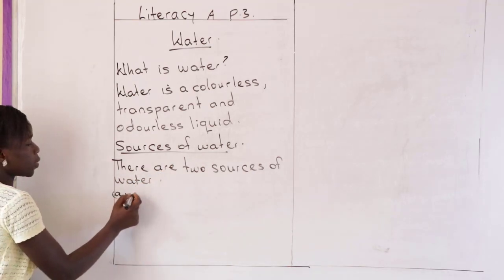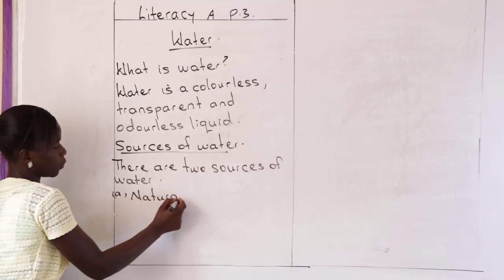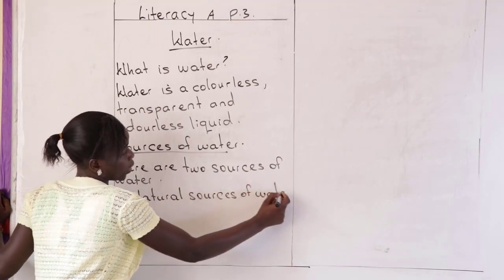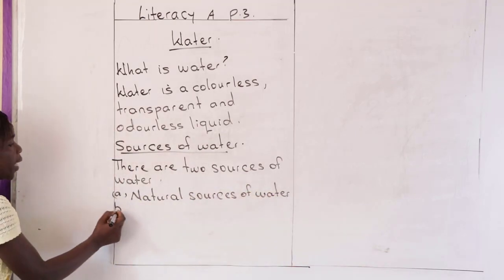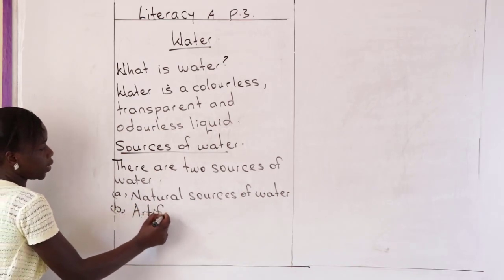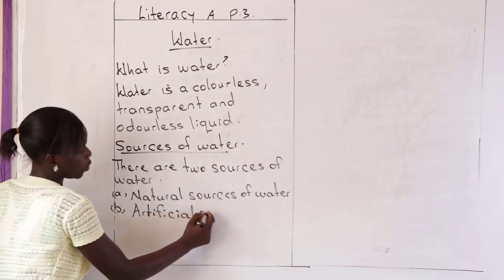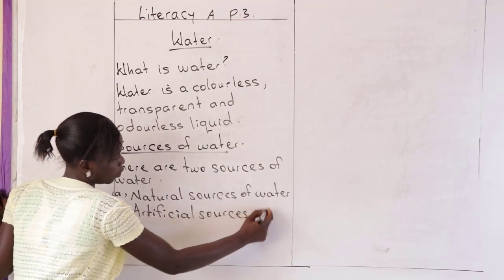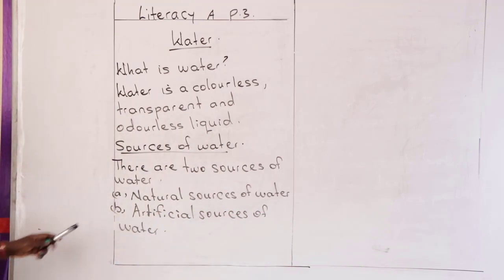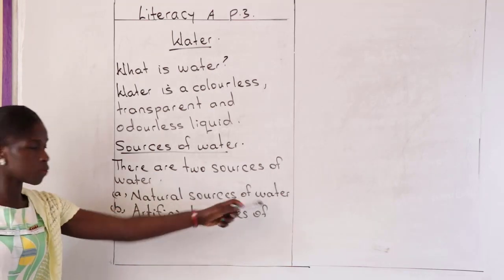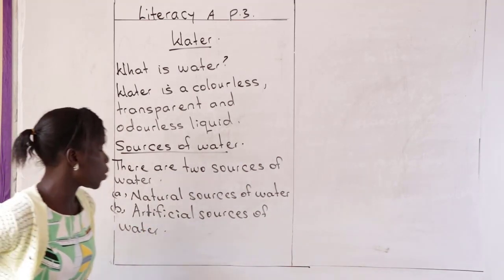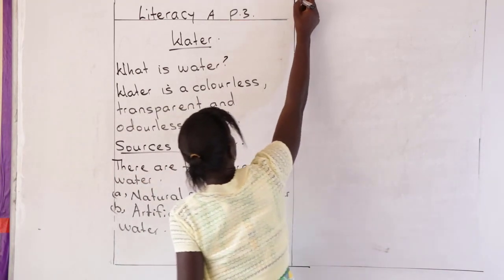We have the natural sources of water, and then we have the artificial sources of water. So we have said that there are two sources of water: the natural sources and the artificial sources. Now let us begin with the first one, which are the natural sources.